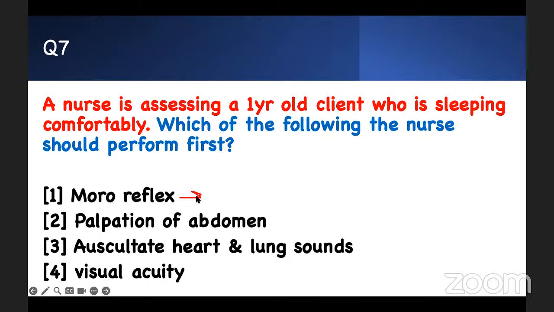The kid is sleeping. Don't touch him. He doesn't want to be bothered. If you bother him, he's going to cry and you can't get your exam. If you do the Moro reflex, he's not going to be happy. If you poke his belly, his abdomen, he's not going to be happy. You want him to read a chart for visual acuity? He's sleeping. If he can sleep, I can measure your heart sound and then your lung sound without any problem. So the least invasive is number 3.